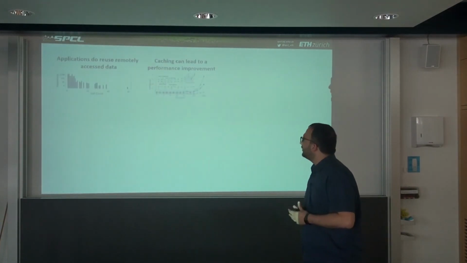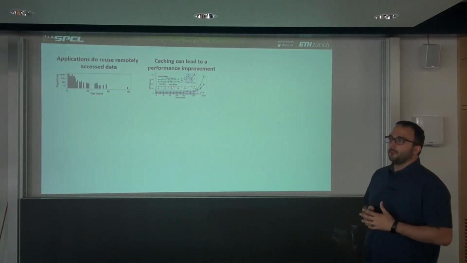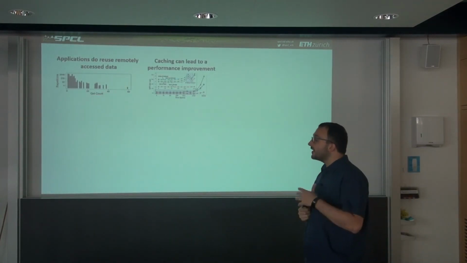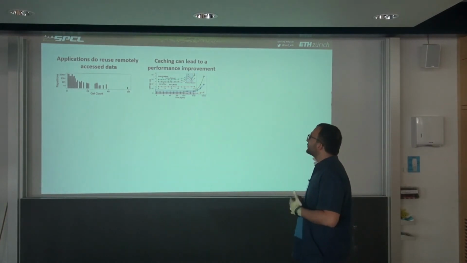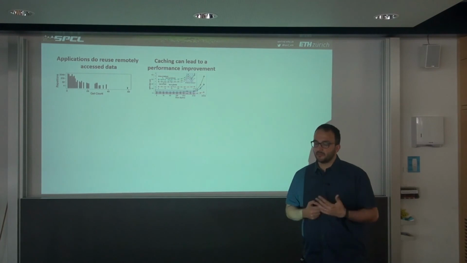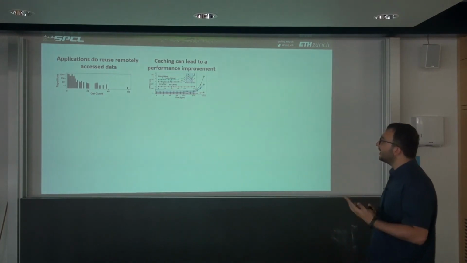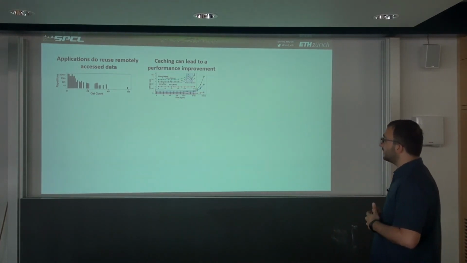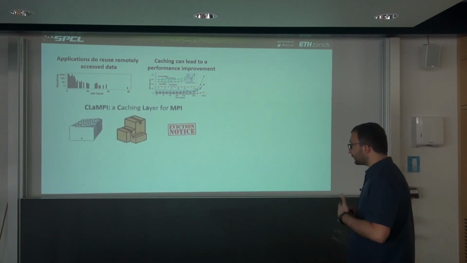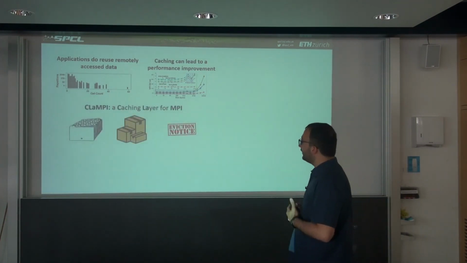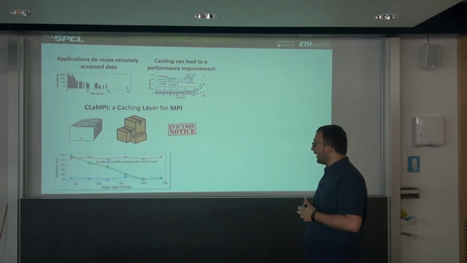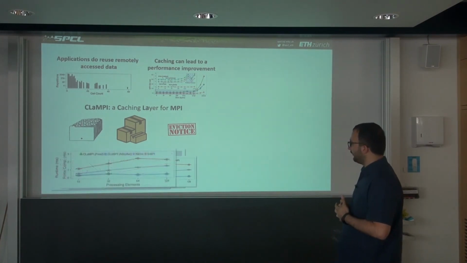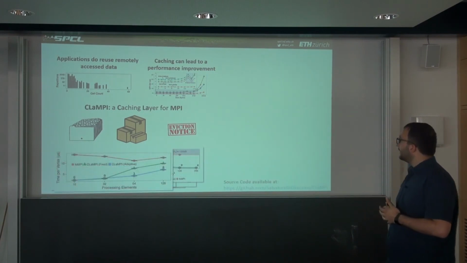Okay, so to conclude, we started from two observations. The first one is that there is a class of applications that actually present data reuse. The second observation is that yes, we can actually gain something from caching these remote memory accesses. Then we presented CLaMPI with its three main building blocks: indexing, storing, and eviction. And finally, we showed some evaluation of it. You can find more in the paper.